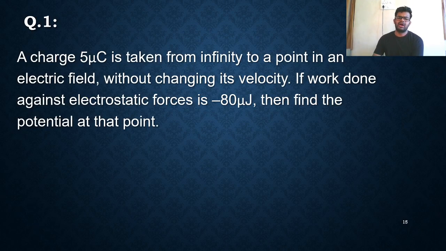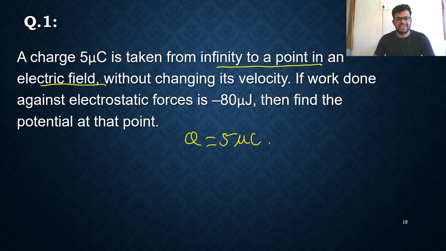So I am coming back to the questions. A charge of 5 microcoulomb is taken from infinity to a point in an electric field. So Q equals 5 microcoulomb, first data. Next, without changing its velocity, meaning without changing its kinetic energy, at that point we will talk about potential. The work done against the electric field is given, so I can say it is the negative of the work done by the electric field.